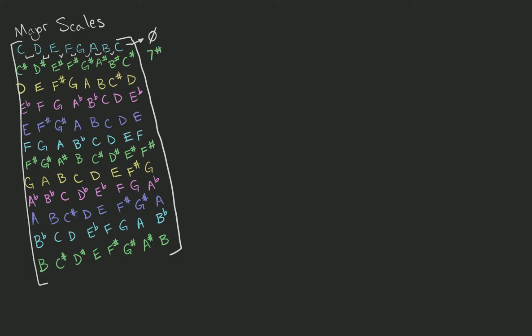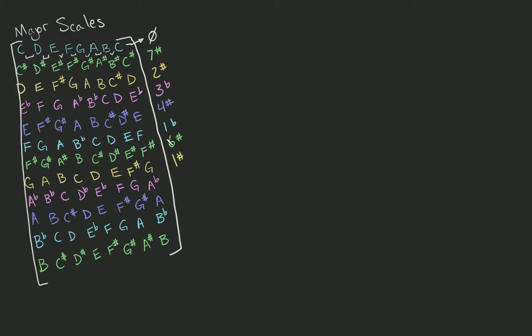And if we continue, we'll do this a little quickly, but we will see a pattern rear itself. Okay, so we got D, E, F sharp, G, A, B, C sharp, D. That would be 2 sharps. Here in E flat major, we have 3 flats. E major has 4 sharps. F major has just 1 flat. F sharp major has 6 sharps. G major has 1 sharp.